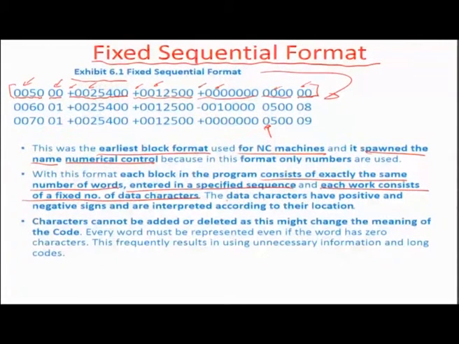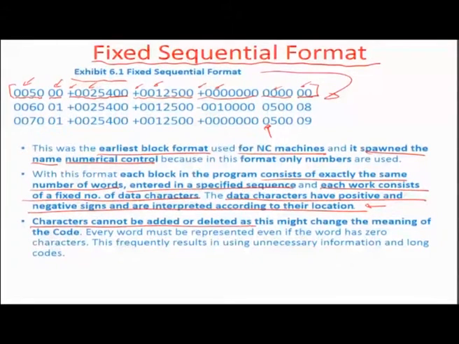So the data characters have positive and negative signs interpreted along their locations. If we are talking about recording everything with respect to a fixed zero or an origin, we use the coordinate frame centered about the origin, where there are negative coordinates and positive coordinates, and so we can describe the tool moving from the positive to the negative quadrant as moving from the positive coordinate to the negative coordinate in a certain direction. Characters cannot of course be added or deleted. This might change the meaning of the code.